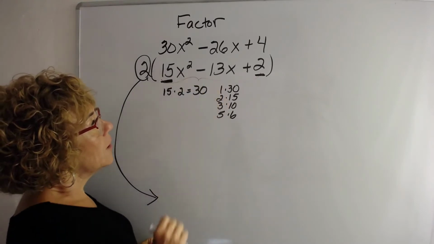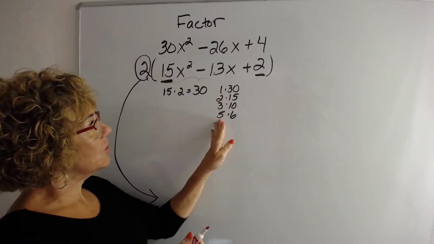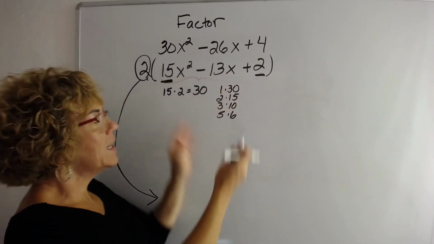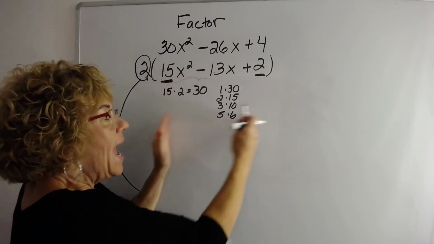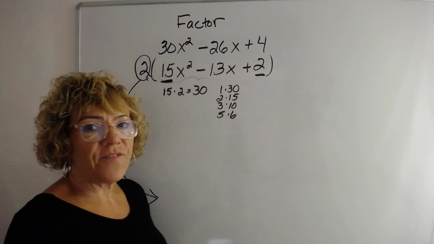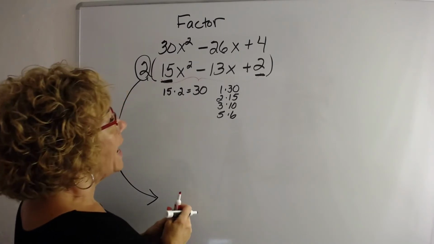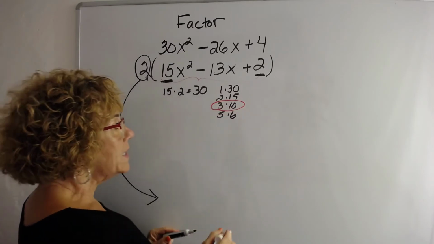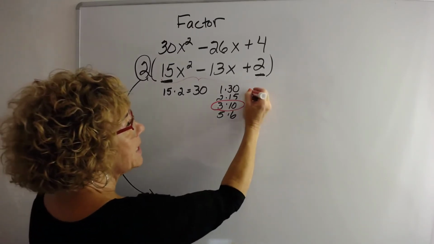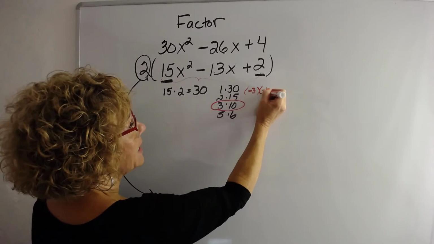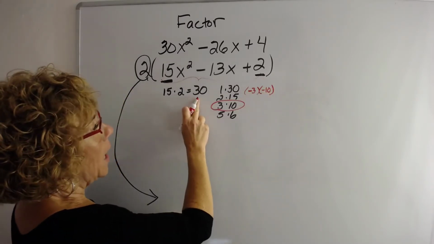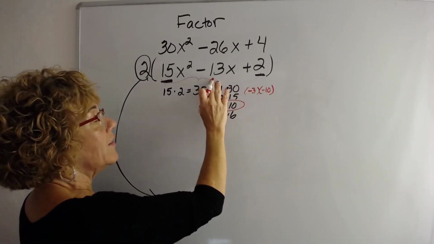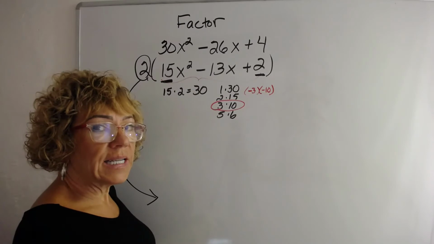Looking at that middle term, we've got to use our factors to split our minus 13x. Because what we're going to do is take our trinomial of 3 terms and split it to make 4 terms and then factor by grouping. Okay, looking at this, I'm going to use 3 and 10. And the reason I'm choosing 3 and 10 is because negative 3 times negative 10 will give me that positive 30. However, negative 3 plus negative 10 will give me the middle term of minus 13x.